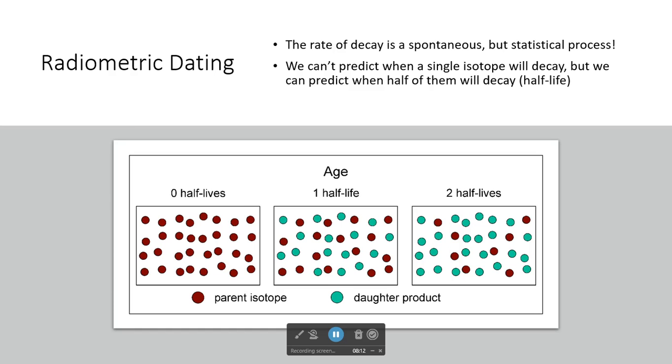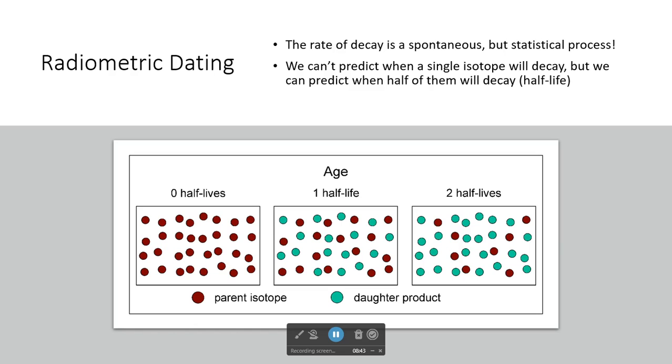Now, what's very exciting and interesting about this for geologists is that the rate of decay is a spontaneous but statistical process. We can't predict when a single isotope will decay, but we can predict when about half of them will decay. This is known as a half-life. This is visualized in this image. On the left, these are all parent isotopes in red, so we're starting out with all original parent material.